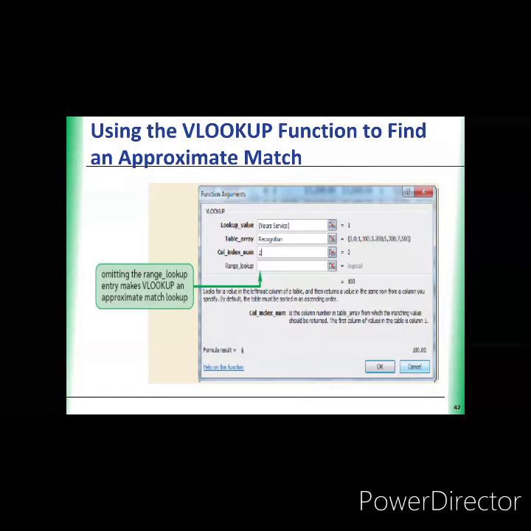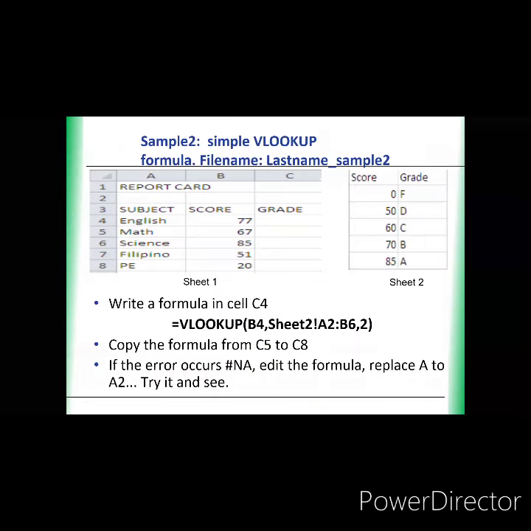So, omitting the range lookup entry makes VLOOKUP an approximate match lookup. So, hindi naman kasi talaga advisable na gumamit pa kayo ng range lookup. Magkakaproblema lang. Kaya optional din po itong ating last na ilalagay ninyo sa inyong VLOOKUP formulas. Ayan, katulad ng sample na ito.